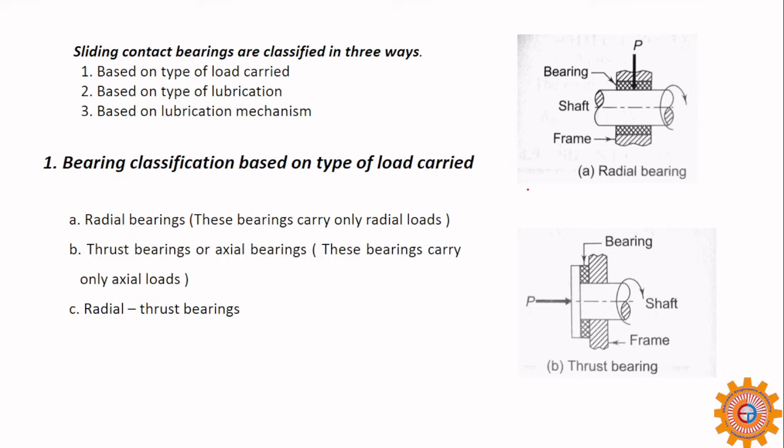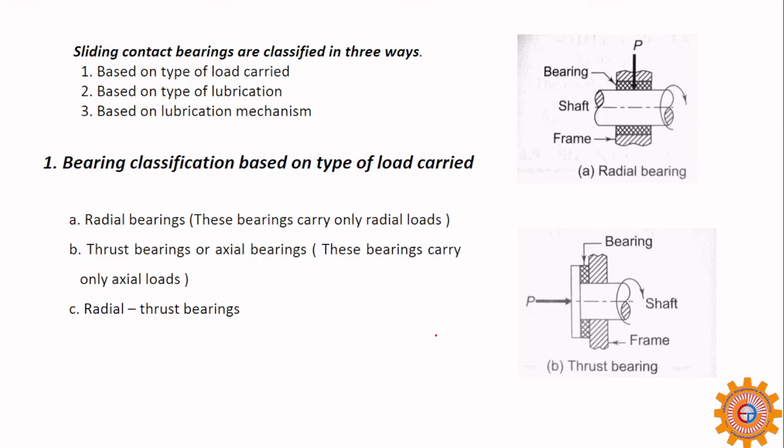This is the radius of the journal, so the load is radial. In this direction it is axial, along the axis. That is why it is called thrust load, which can be treated as axial load, and radial is along the radius of the journal. Thrust bearings, or axial bearings, bear only axial load.